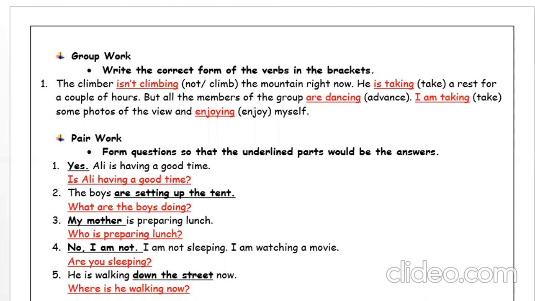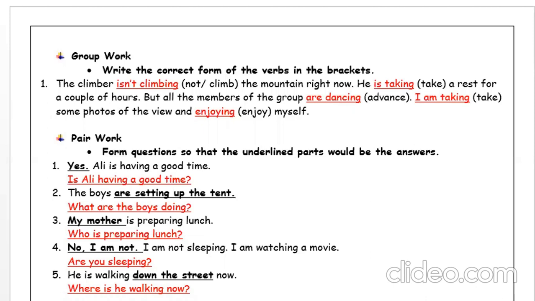And the next sentence, some photos of the view. So I takes am, I am taking some photos of the view. And certainly, I should use ing with enjoy, to be enjoying myself. So the climber isn't climbing the mountain right now. He's taking a rest for a couple of hours, but all the members of the group are dancing. I'm taking some photos of the view and enjoying myself.